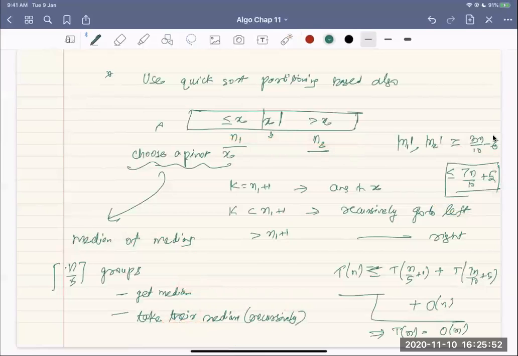Okay, so that is a very interesting algorithm and also gives you a handle that yes, I can find order statistics in O(n) time. Okay, so that was all we had for this week. Okay, thanks.